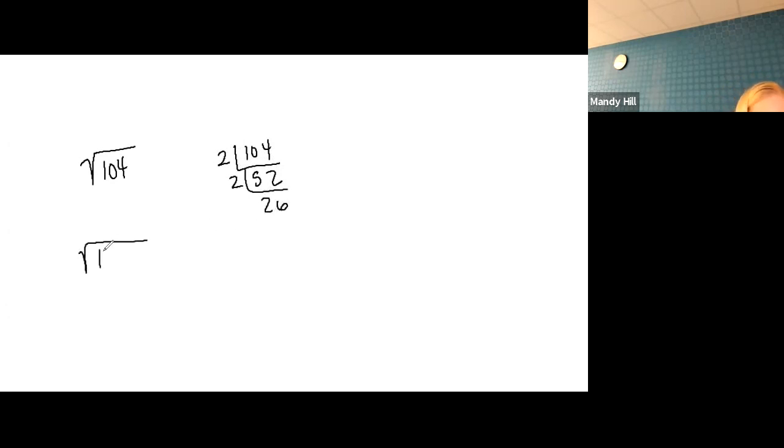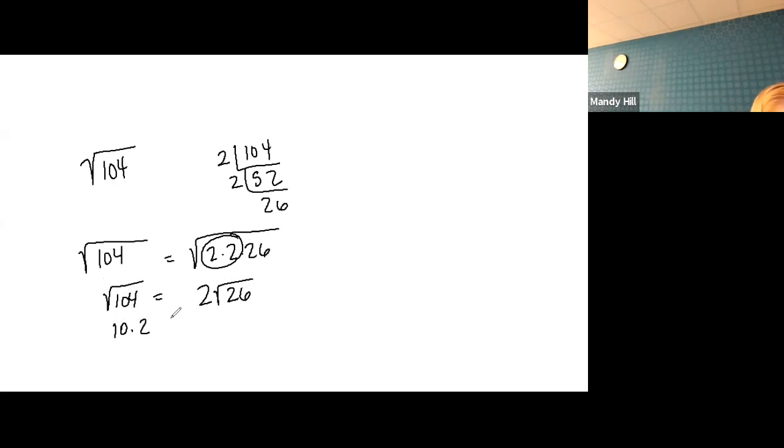And they said the square root of 104 is the square root of 2 times 26. And they got, oh, I have a pair of 2's here. So 2 square root of 26. And they even checked it in their calculator. And they said, okay, the square root of 104 is equal to 10.2. They said 2 times the square root of 26 is approximately 10.2. Did they work this problem correctly?